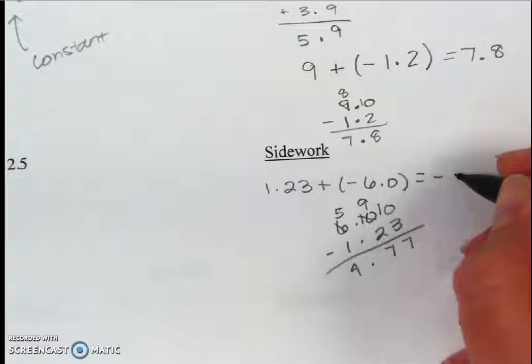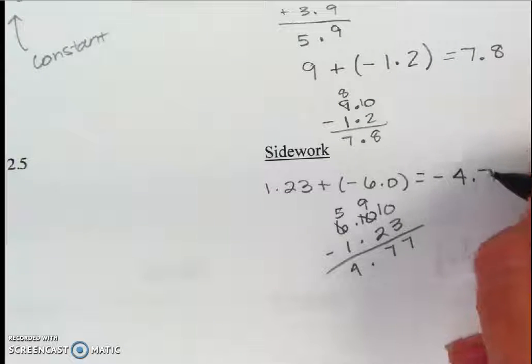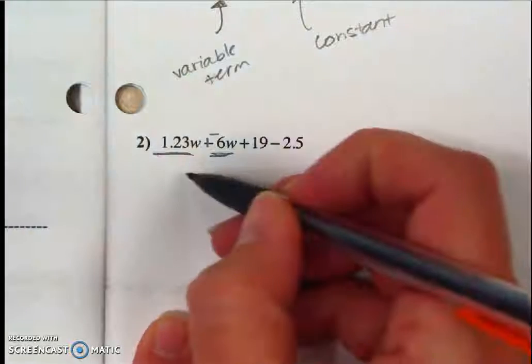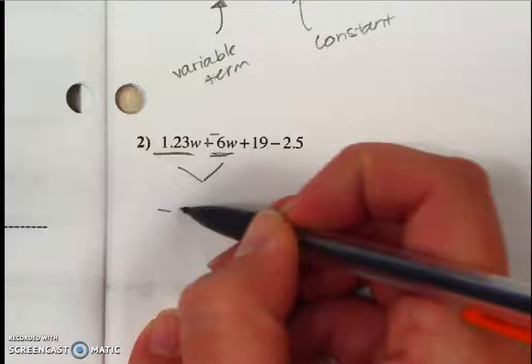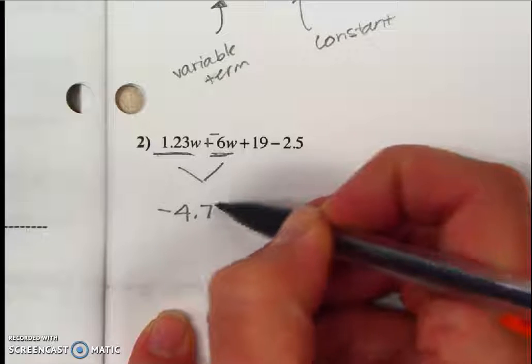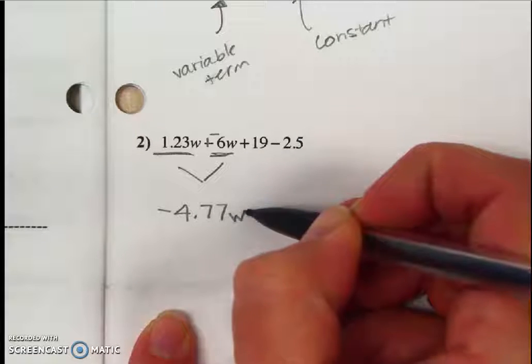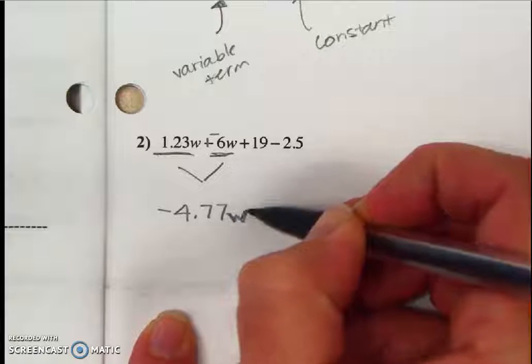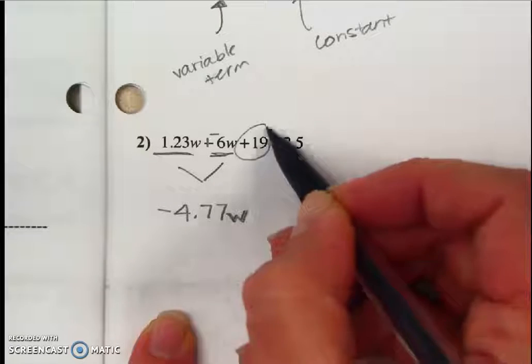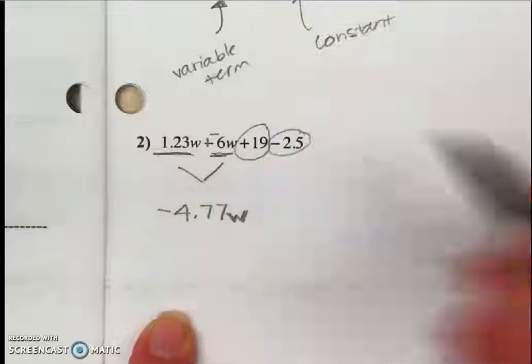And so I get here negative 4.77. All right, so that means I can bring over here, when I combine these two together, I get negative 4.77W. All right, so those are my variable terms. Now for my constants. I have positive 19 and negative 2.5.